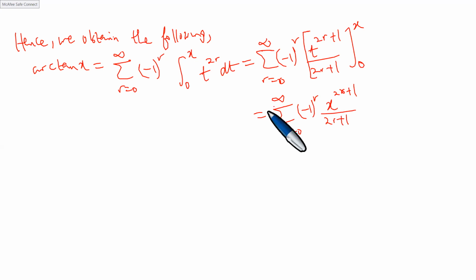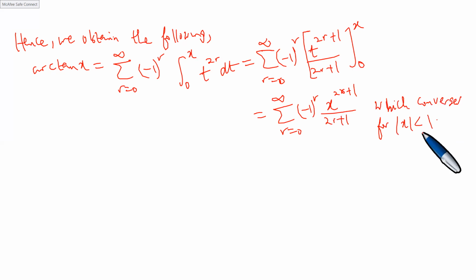Okay, which converges? For the modulus of x smaller than 1. Okay. A very creative question from the examiner. A wonderful question that draws a distinction between power series and what we call a Taylor polynomial.